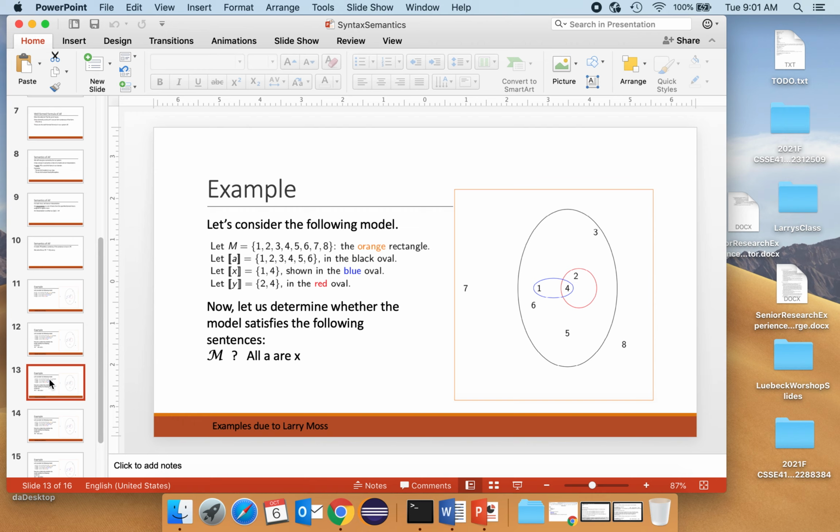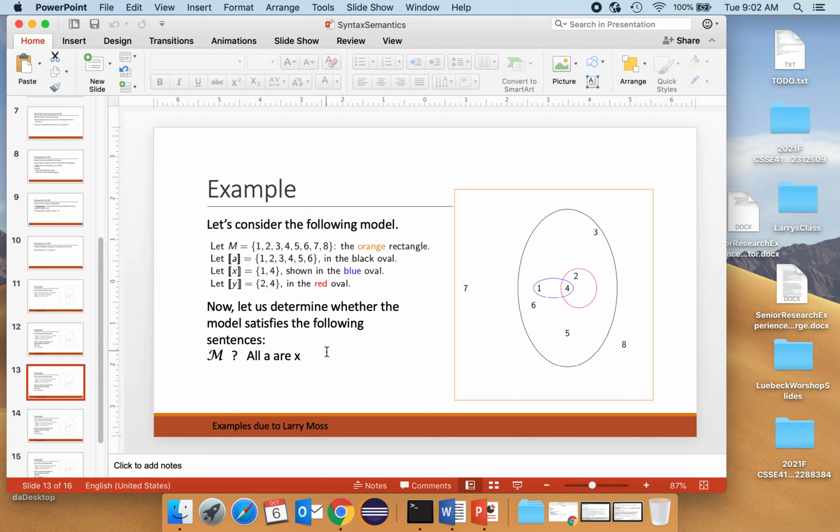So let's look at another sentence. Is it true that all A are X? Again, A is the black oval and X is the blue oval. So the question is, is the black oval properly contained in the blue oval? No, of course it's not. Notice that that's technically not the right question to ask, because if we were not to have 3, 2, 6, and 5, then yes, since 1 and 4 are part of the black oval and they're also part of the blue oval, all A would be X. But that's not the case.